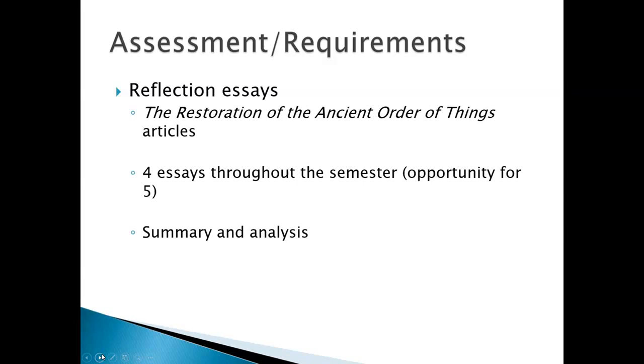That is a way to help your grade by doing all 5 essays.